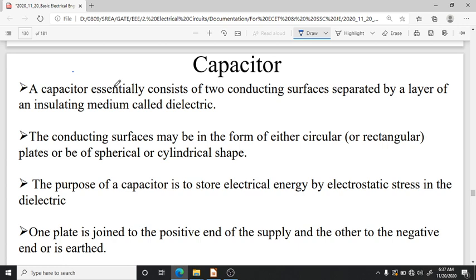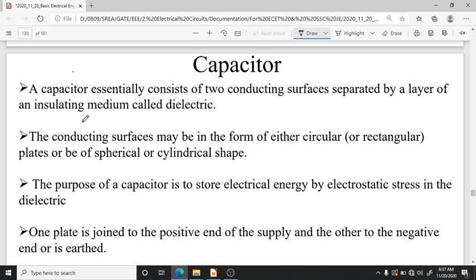Now we will see capacitors. What is the topic related to capacitors? What is a capacitor, what are the types of capacitors, and how to connect capacitors in series connection and parallel connection? What are the equations for that? Everything we will see in this session.